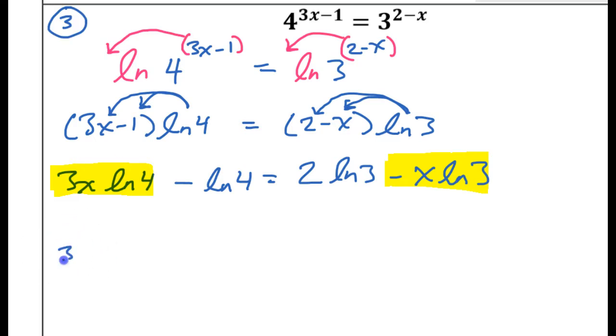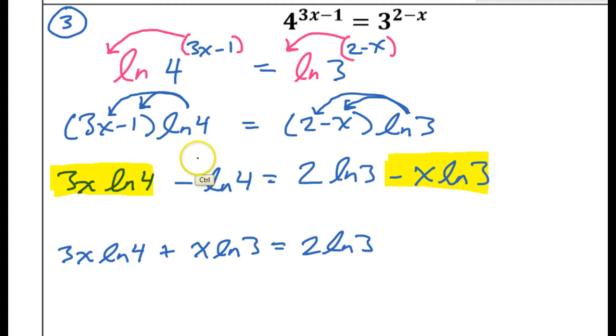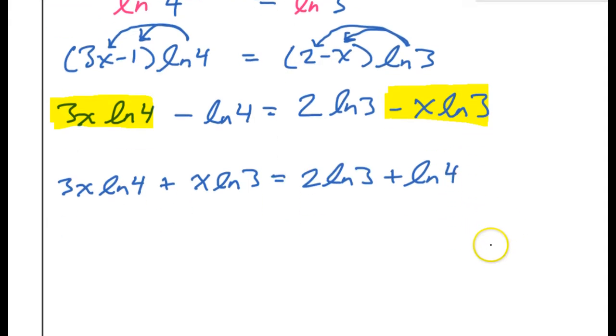I'm just going to bring down the 3x natural log 4, because it's already on the left side of the equation. I'm going to add x natural log 3 to both sides. So the x natural log 3 is going to wind up on the left-hand side as plus x natural log 3. I'm going to bring down the 2 natural log 3. What's going to happen with this minus natural log 4? It's going to add to the other side. So I will wind up with plus natural log 4. Have I lost anyone so far?